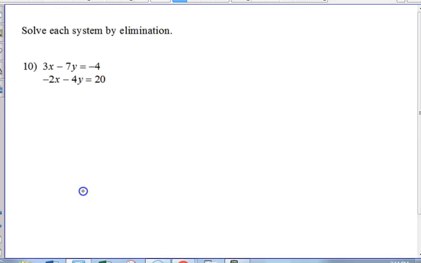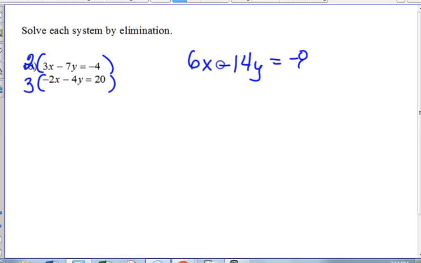All right, we're going to solve one more by elimination. This time we need a lot of wishing. These don't go into each other at all, so what do we have to do? Like maybe the top one by 2 and the bottom one by 3. Will that work? 6x minus 14y equals -8. Notice I got slacking and didn't write it on both sides this time. -6x minus 12y equals 60. Did someone else get that?